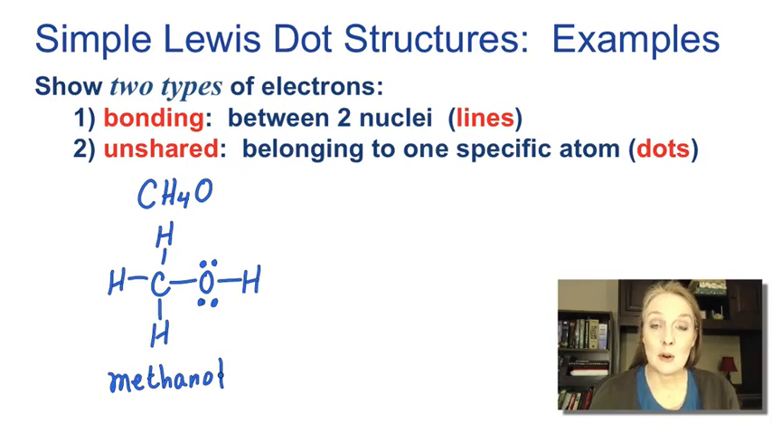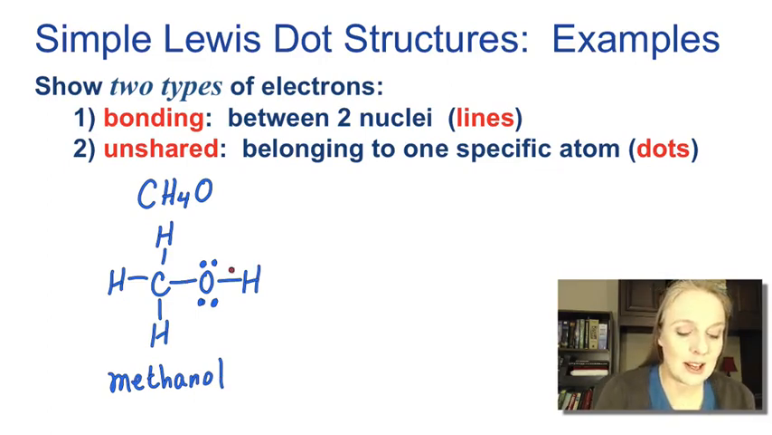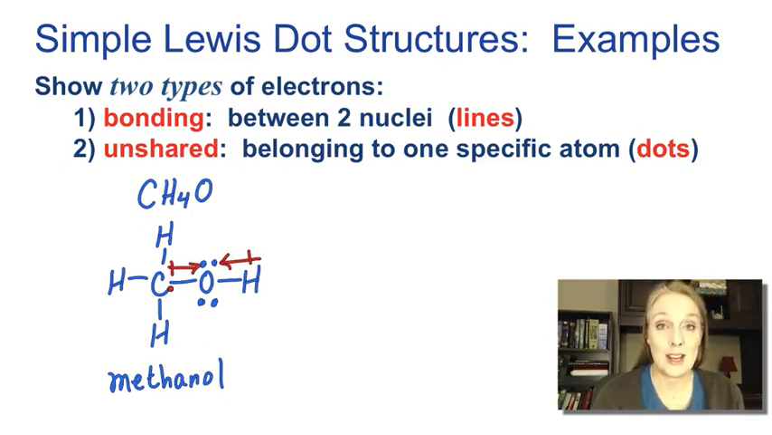Methanol, of course, has some polar bonds. Oxygen is more electronegative than both carbon and hydrogen. So I can draw some bond dipoles here, can't I? I can draw a bond dipole for this oxygen-hydrogen bond. I can draw another bond dipole for the carbon-oxygen bond. And there's smaller bond dipoles between carbon and hydrogen. If I wanted to, I could show those. Those are very, very small bond dipoles, so I'm going to just leave them off for now.